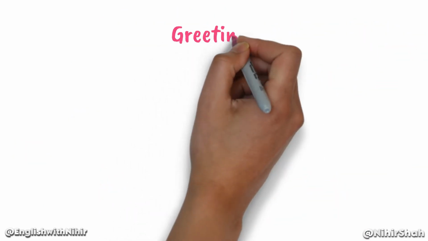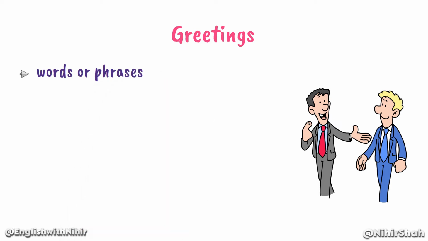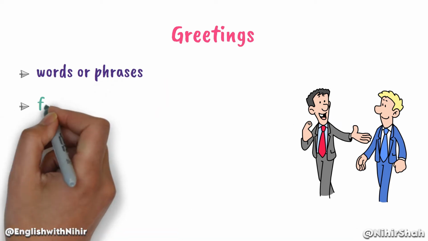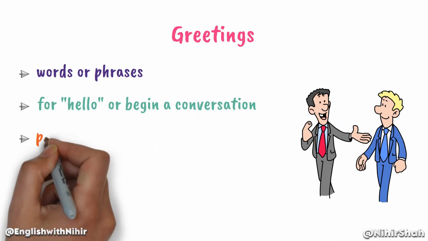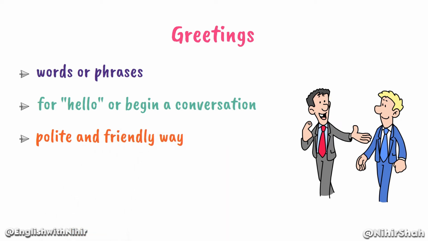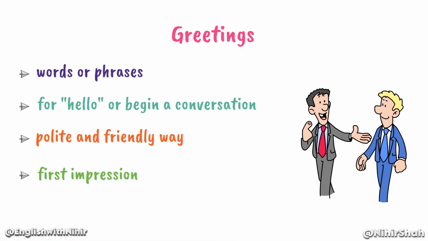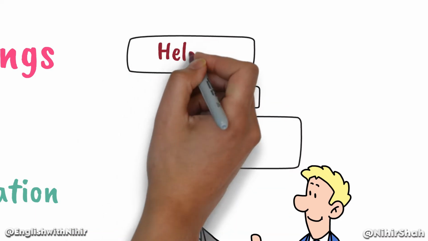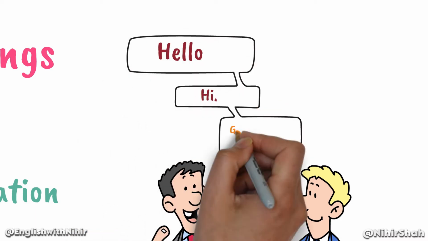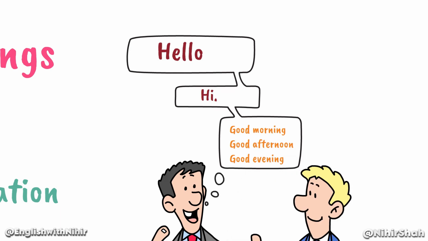What are greetings in English? Greetings are words or phrases we use to say hello or begin a conversation in a polite and friendly way. They help us make a good first impression. Some common greeting examples are hello, hi, good morning, good afternoon, good evening.